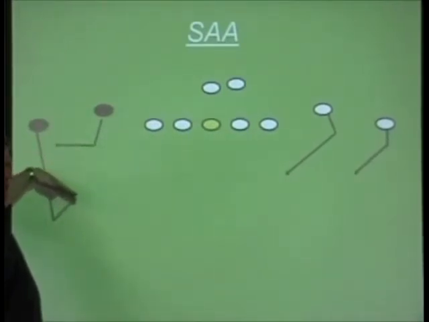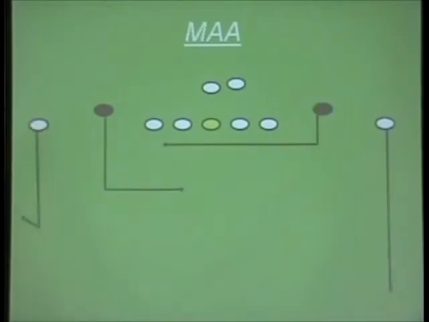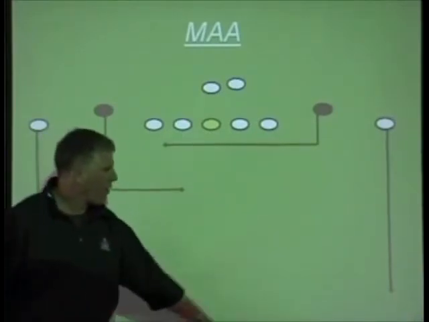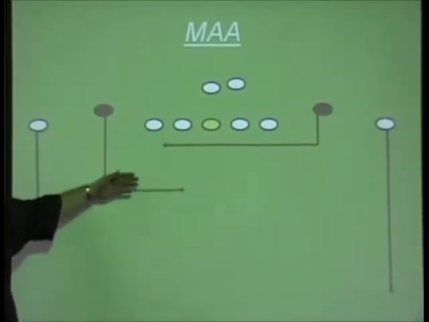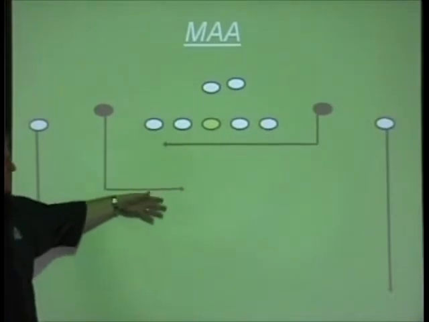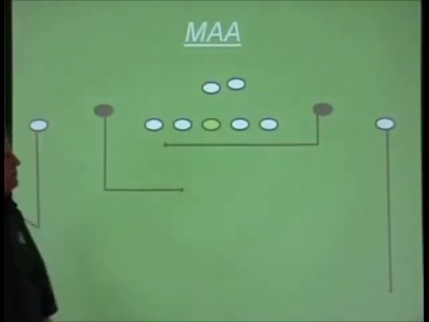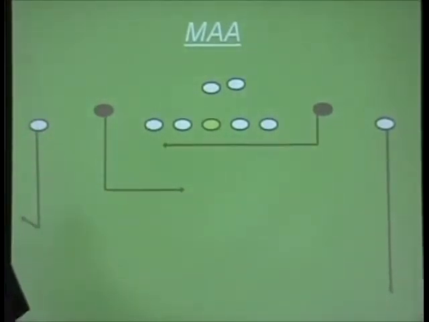Curl flat. Let's see what we got. Middle area attack, there you go. Sometimes there's an out route over here, go route on the outside, under and dig in the middle. So they're throwing it off the backers. So we'll call it a middle area attack.